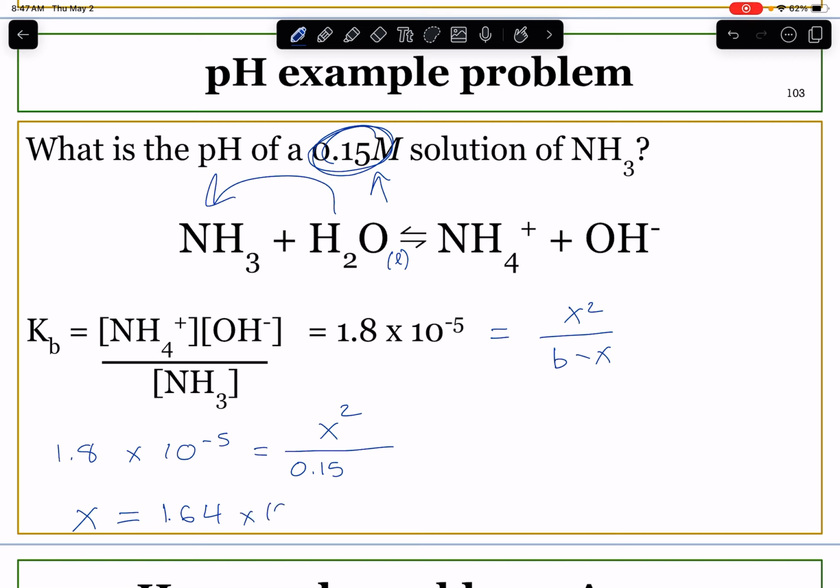Solve for x. So when you solve for x, we get 1.64 times 10 to the negative 3. X, if you remember, equals hydroxide, because we have hydroxide in our reaction. We don't have H3O in the reaction. H3O, by the way, is actually in the solution, but it's not in the chemical reaction here. So X is equal to hydroxide. So when we take the negative log of this, we would get pOH, and then you would have to convert that to pH. Pause to see if you can solve this.